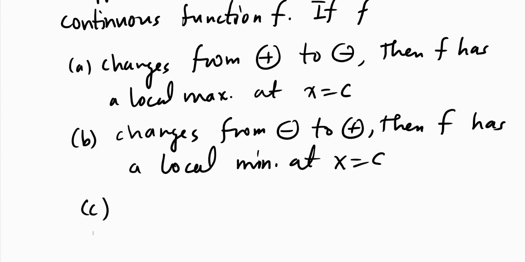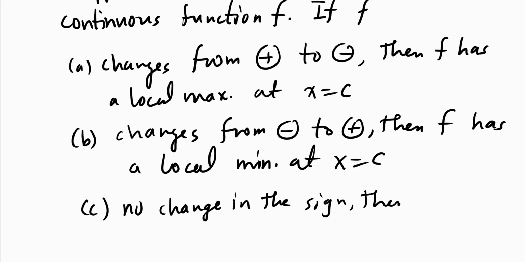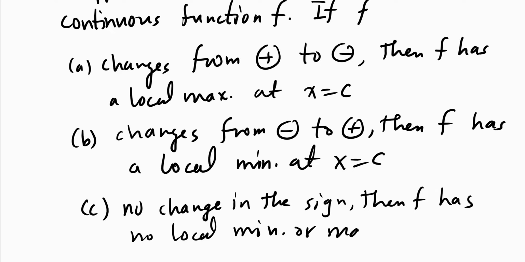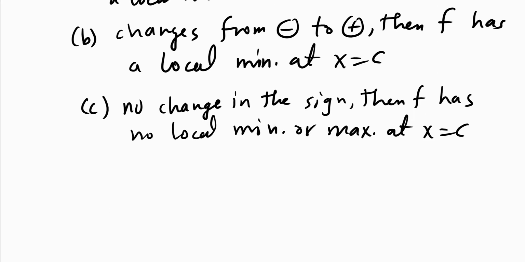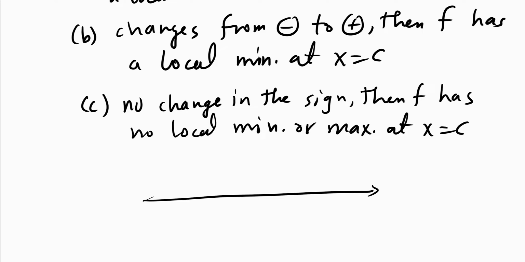Next, if there's no change in the sign, then f has no local min or max at x equals c. So if you want to memorize this, an easy way is to think about the number line. This is a number line.